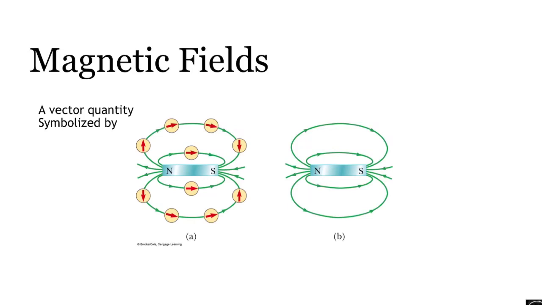entering or ending at the South Pole. Okay, so the permanent magnetic field is a vector quantity. Normally we use the symbol capital B with an arrow on top of it. Alright, so this is the symbol of the magnetic field.